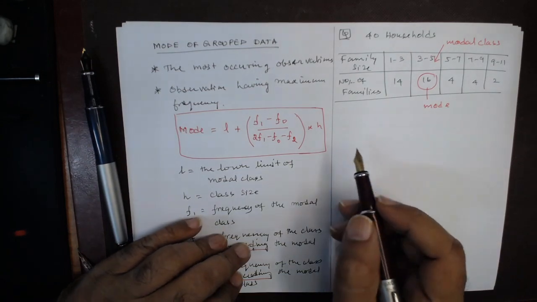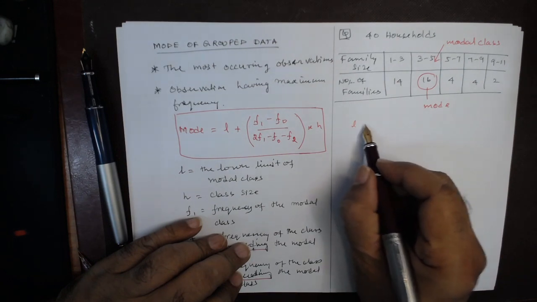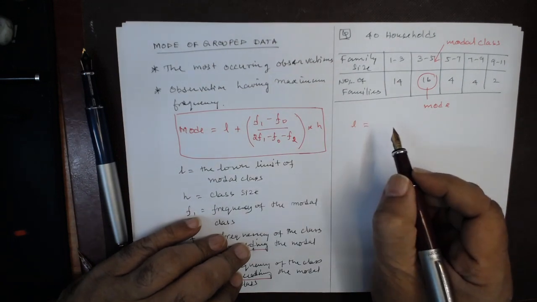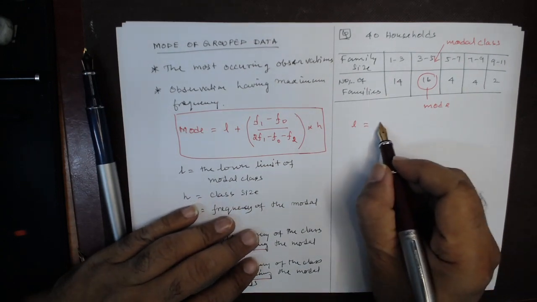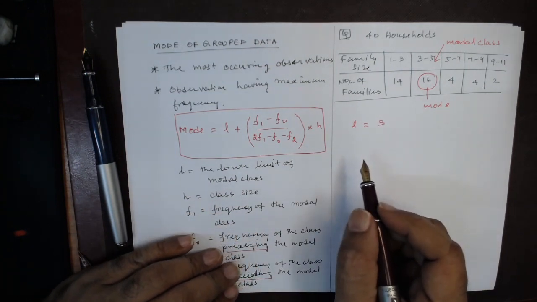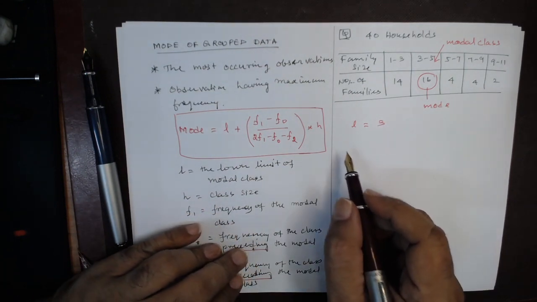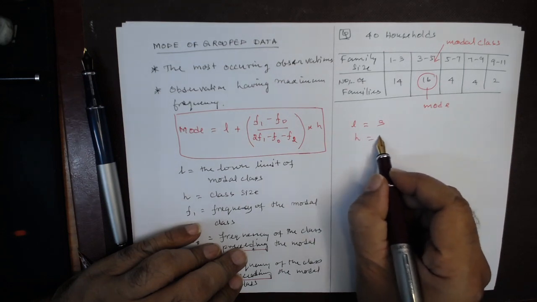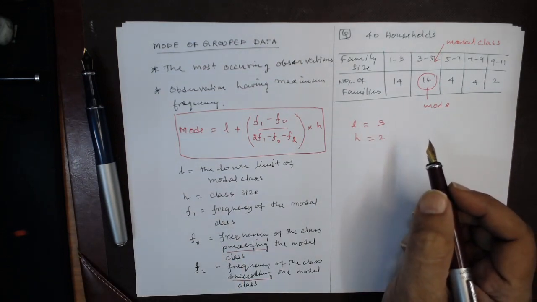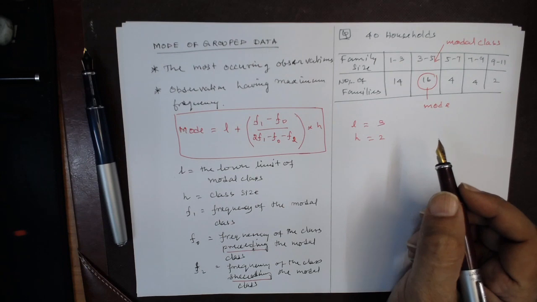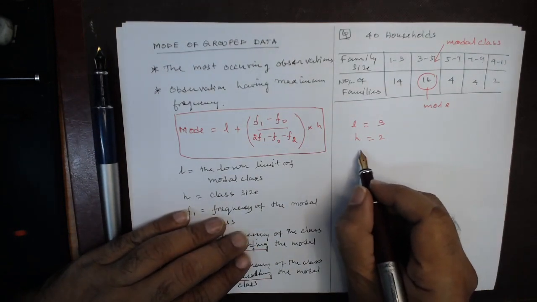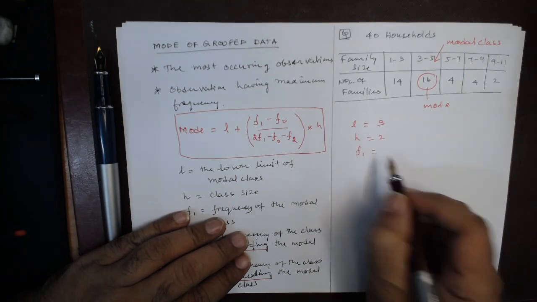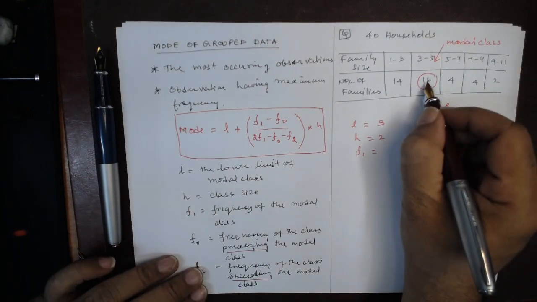So the lower limit of the modal class, L, is equal to how much? 3. Are you able to follow? And the class size is 2, that is 5 minus 3, 2. Frequency of the modal class, F1, is given as 16.